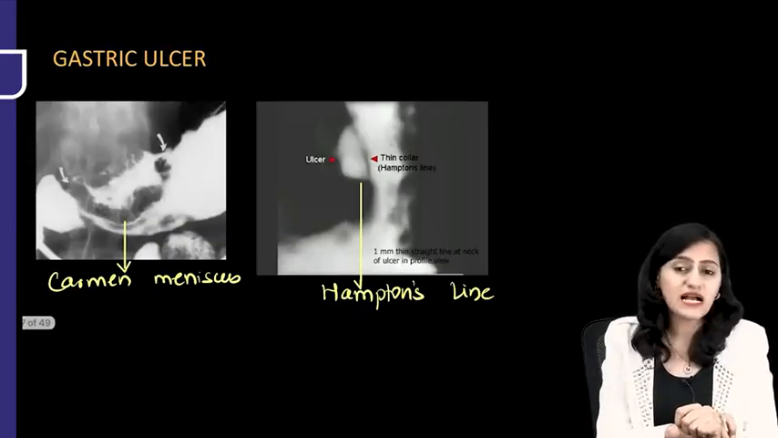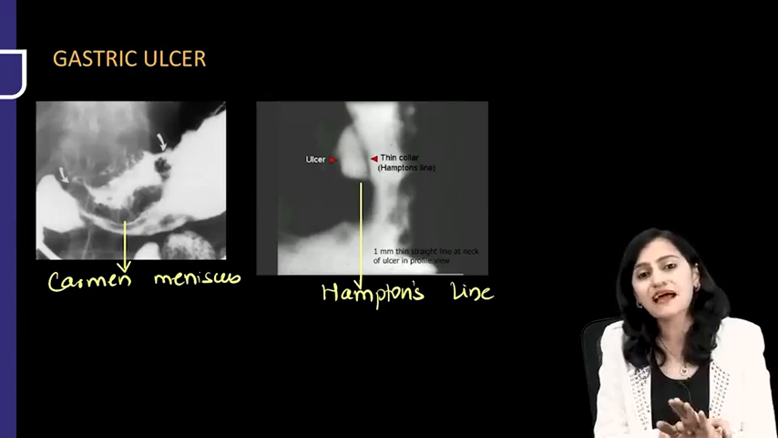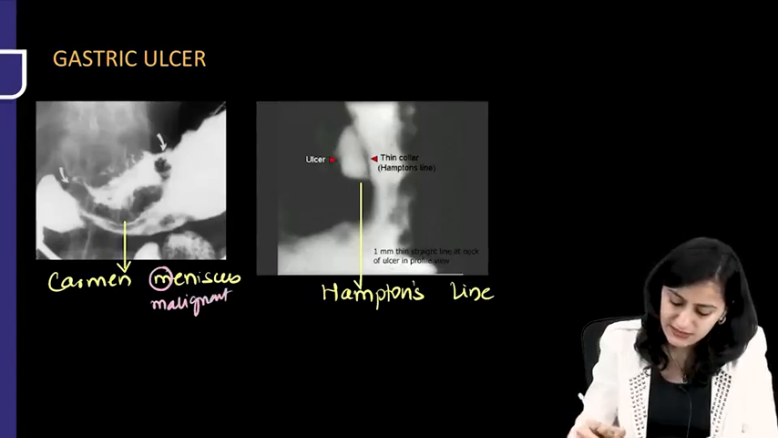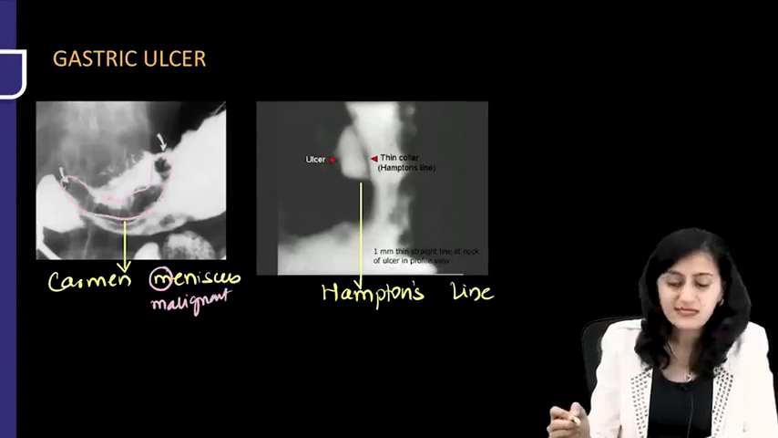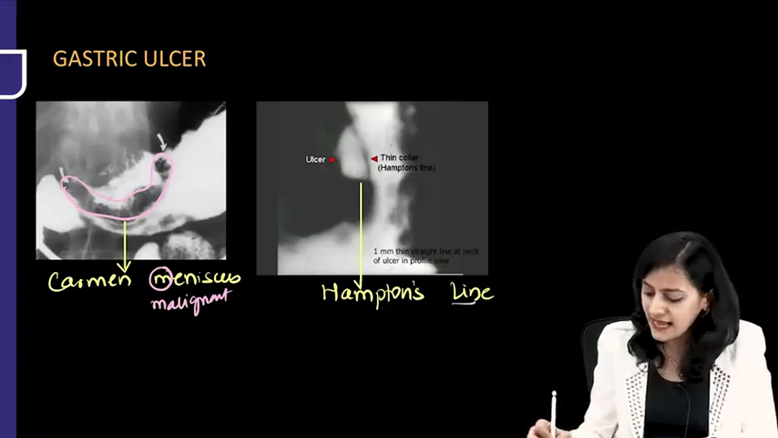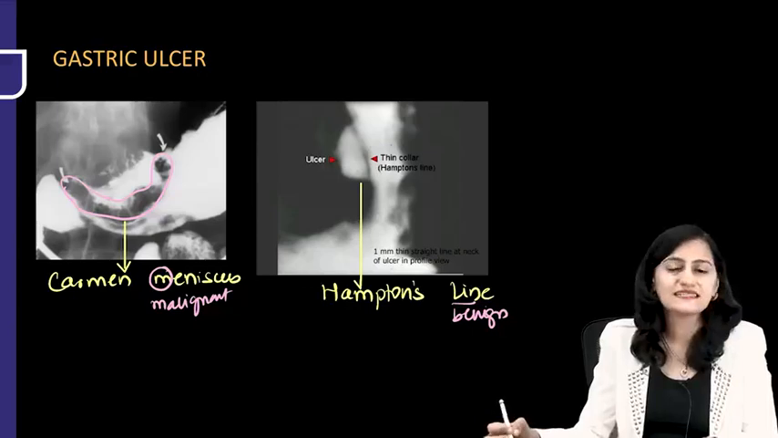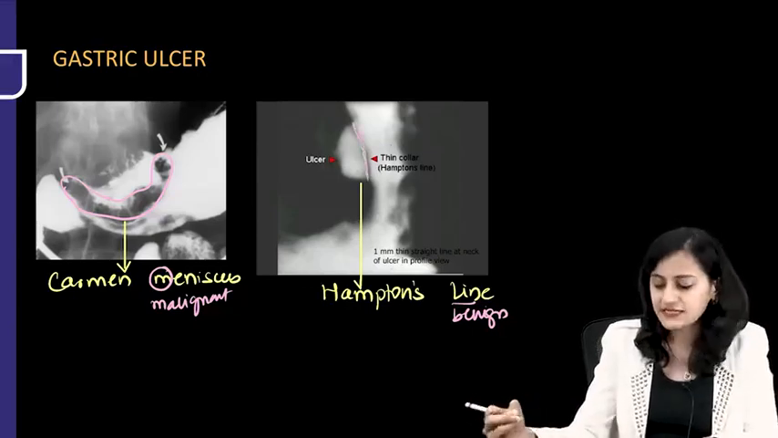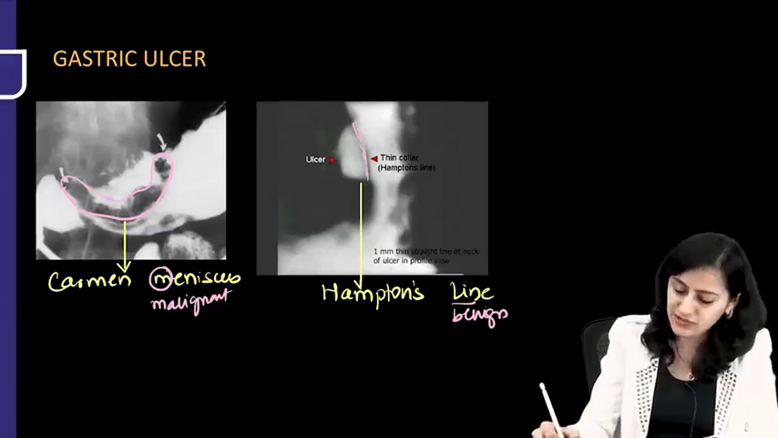Now going to gastric ulcer, what sign do you see in benign and malignant gastric ulcer? Remember M for M, the meniscus sign is seen in malignant gastric ulcer. So here we have this meniscus appearance, and the line is rhyming with benign. So remember Hampton's line is benign gastric ulcer. When you see the lucent line like this, it is Hampton's line, benign gastric ulcer.